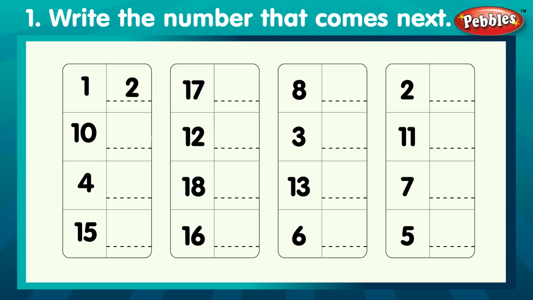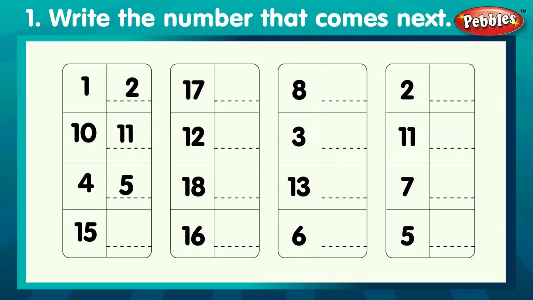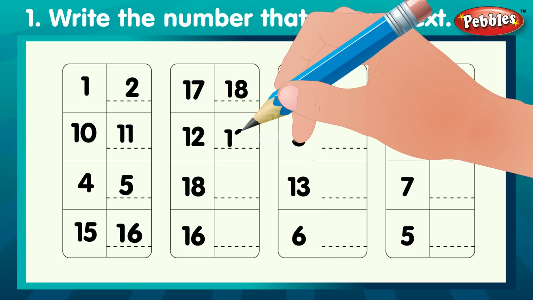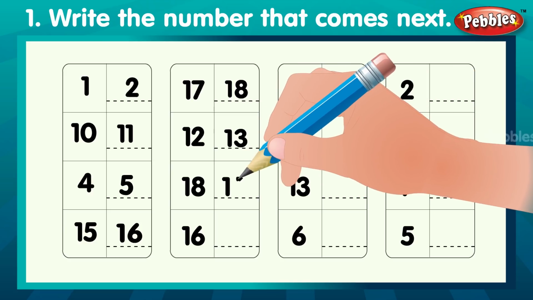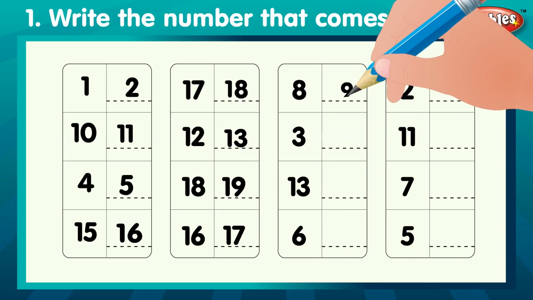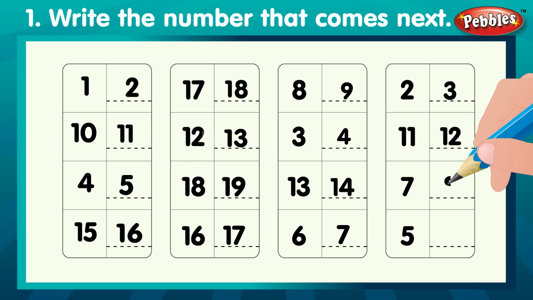Maths practice. Write the number that comes next. 1, 2, 10, 11, 4, 5, 15, 16, 17, 18, 12, 13, 18, 19, 16, 17, 8, 9, 3, 4, 13, 14, 6, 7, 2, 3, 11, 12, 7, 8, 5.